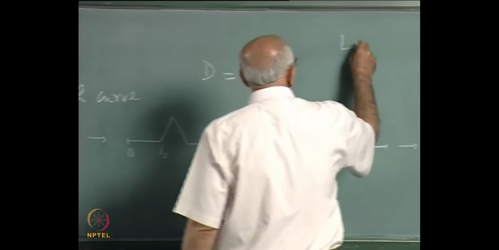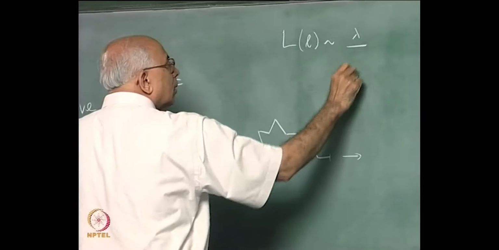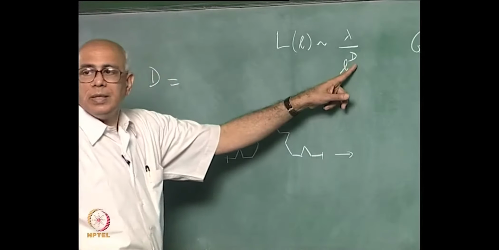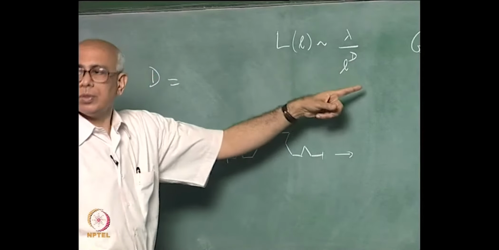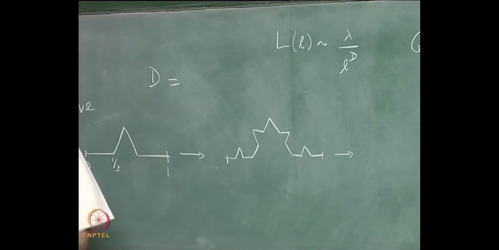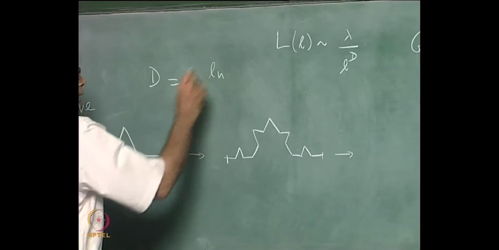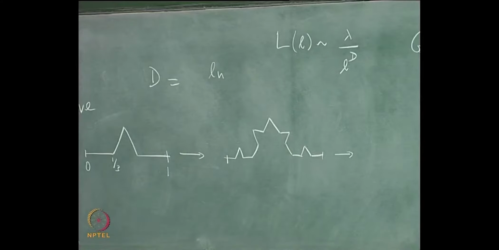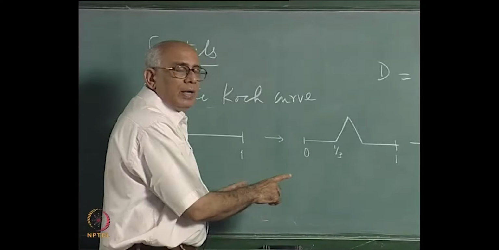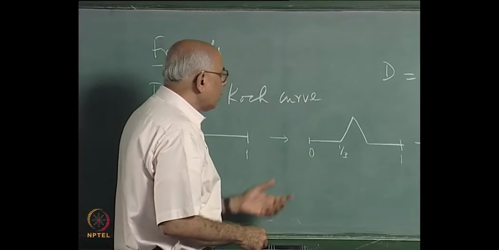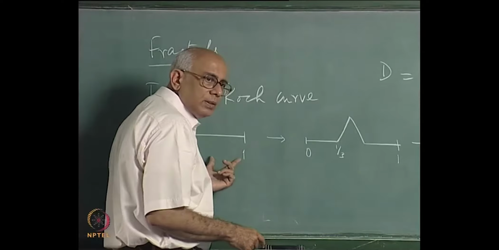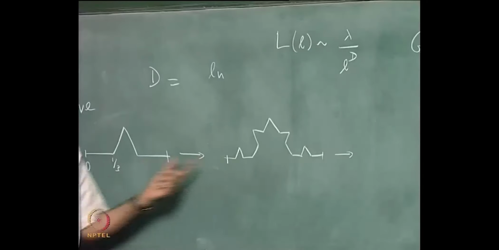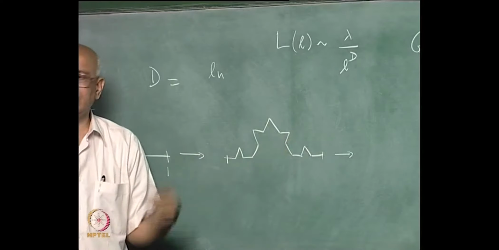If L of l goes like constant divided by l to the power d, in order to find this d all you have to do is to take logs on both sides and then let the limit l go to 0. So it is not hard to see by this regular construction that this is also equal to log. In this case I do not have to take the limit epsilon or little l goes to 0, because this procedure is generating a regular fractal, in the sense that the relation this bears to this is the same as the relation this bears to this, and so on at each stage.